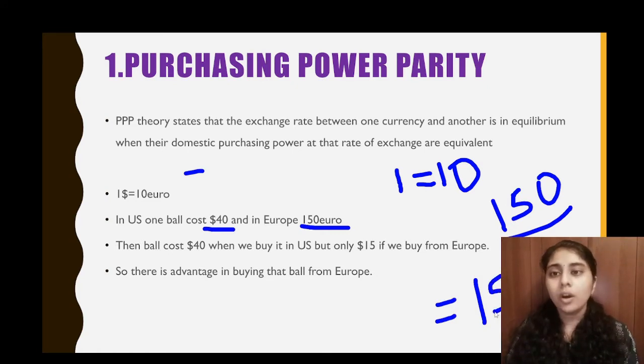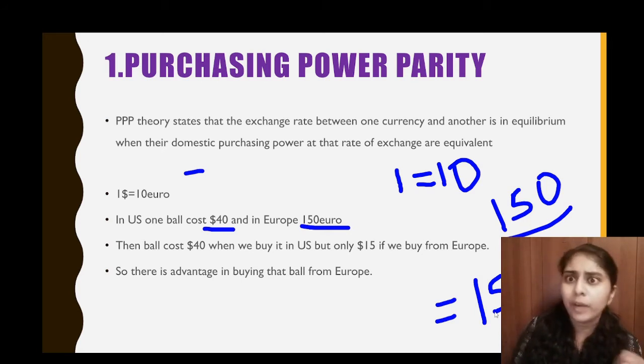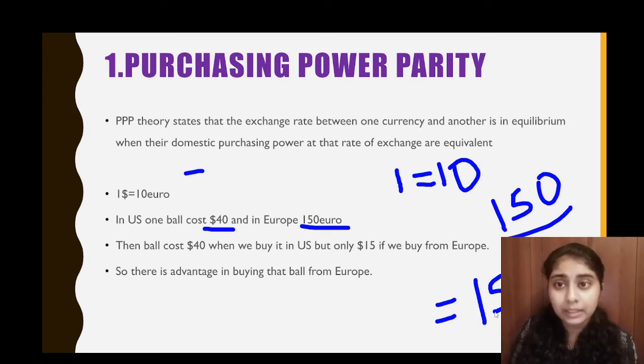So it is more advantageous for me to buy the ball from Europe, isn't it? Because if I am buying that ball from Europe, I only have to pay $15. And if I am buying the same ball from America, then I will have to pay $40. So it is advantageous for the customer to buy that ball from Europe. And of course, the customer will take advantage of this.